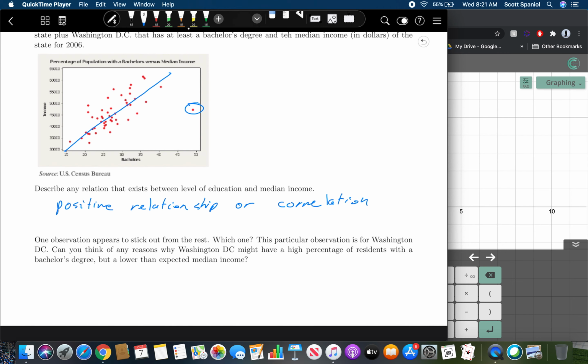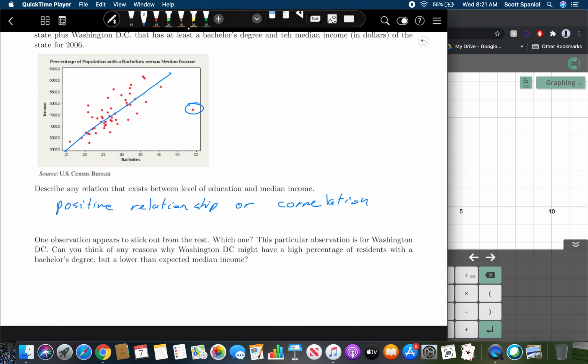This particular observation is Washington, D.C. Can you think of any reasons why Washington, D.C. might have a higher percentage of residents with bachelor's degrees but a lower than expected income? Well, there's a high percentage of government jobs in Washington, D.C. per capita, and government jobs tend not to be as well paid as private sector jobs for the same level of education. So that's kind of the idea there.